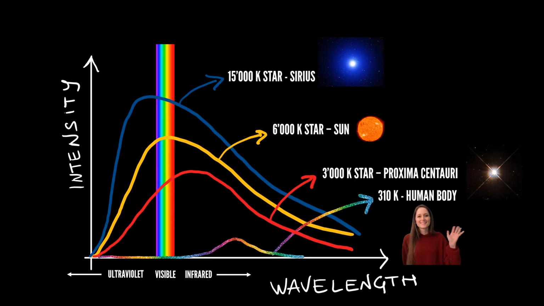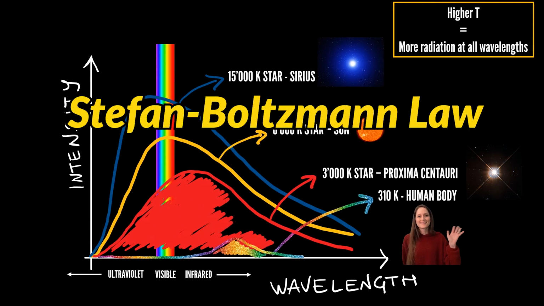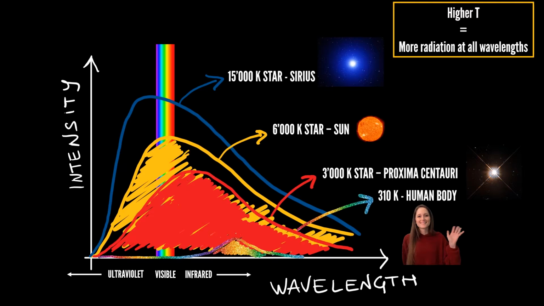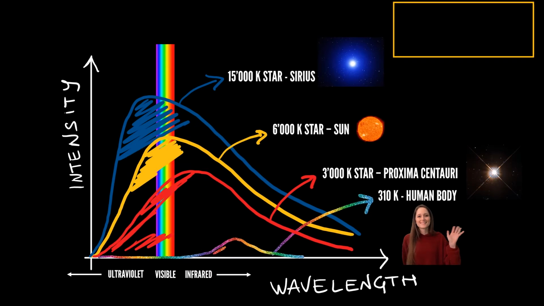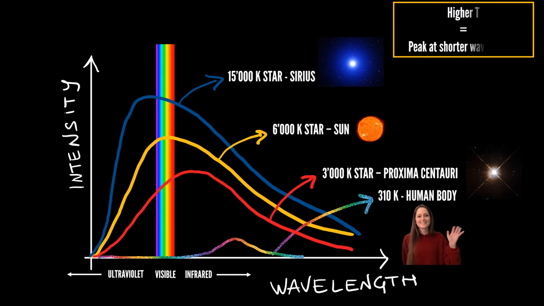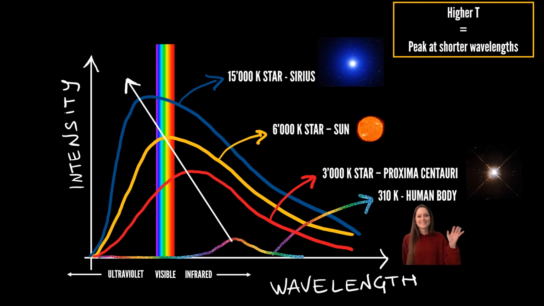There are two laws specific to thermal radiation. The first law we also call the Stefan-Boltzmann law, and this means that hotter objects emit more light per square meter of the surface at all wavelengths than cooler objects. And then the second law we also call Wien's law, and this describes how hotter objects emit photons that have higher average energy than cooler objects.